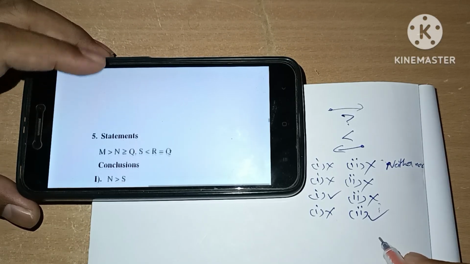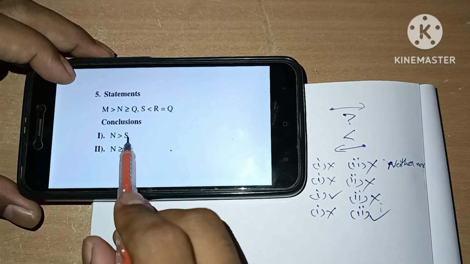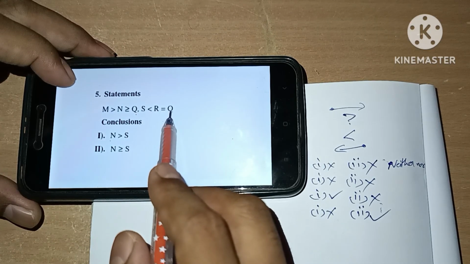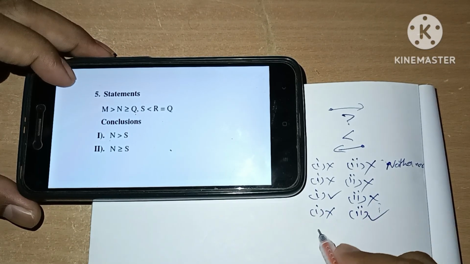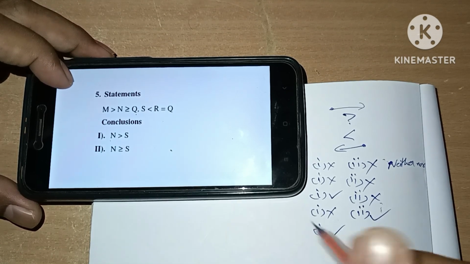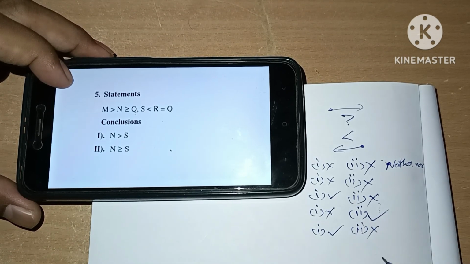Next, fifth question, the flow from N to S. From N we can reach Q. From Q we can reach S. So the first one is possible. If the first one is possible, the second one cannot be possible. The second conclusion will be false. Okay.